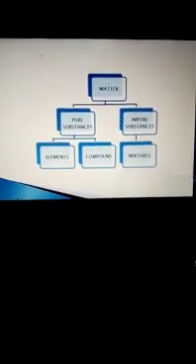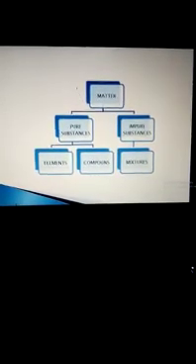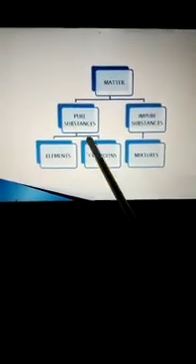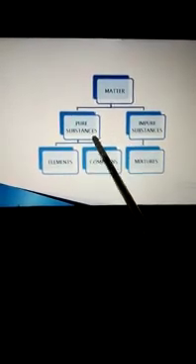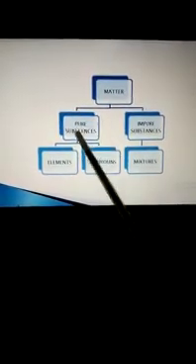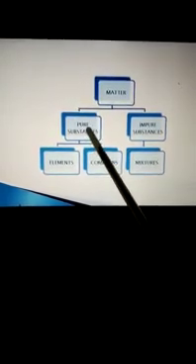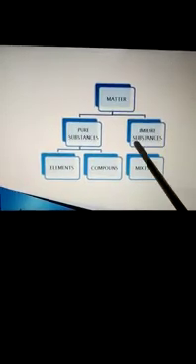You all know what matter is. It occupies some space and also has some mass. Then it is subdivided into two parts, pure substances and impure substances. Pure substance means it is composed of a substance which has its own properties and is mixed in a fixed ratio, whereas impure means it can be in any form, mixed in any proportion.